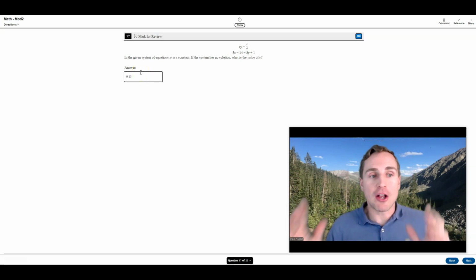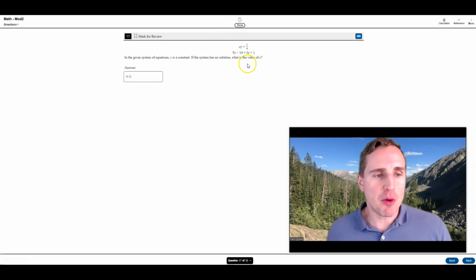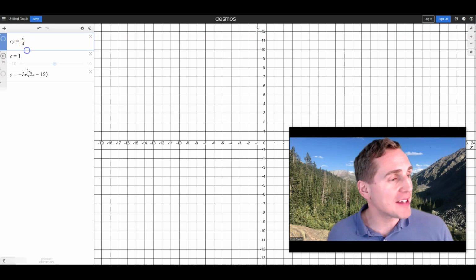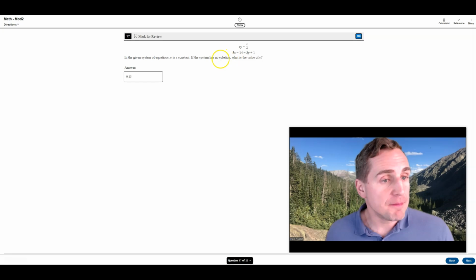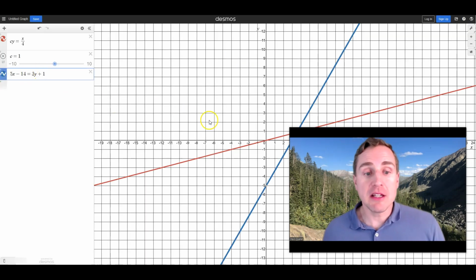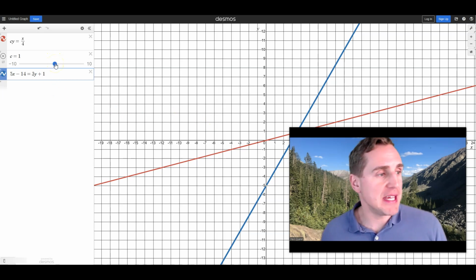Let's double check on Desmos that we get the correct answer. So we have to set this up on Desmos carefully. I'm going to type just these 2 lines as is. So I'm going to type cy equals x over 4, add a slider for c. Then for the other line, 5x minus 14 equals 3y plus 1, and show it. Now clearly they're intersecting at this point.